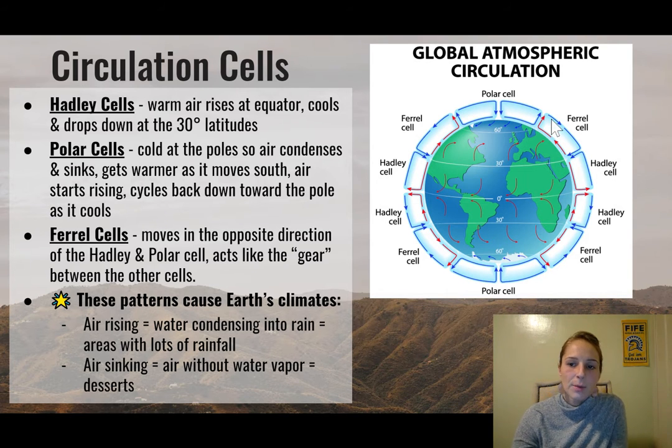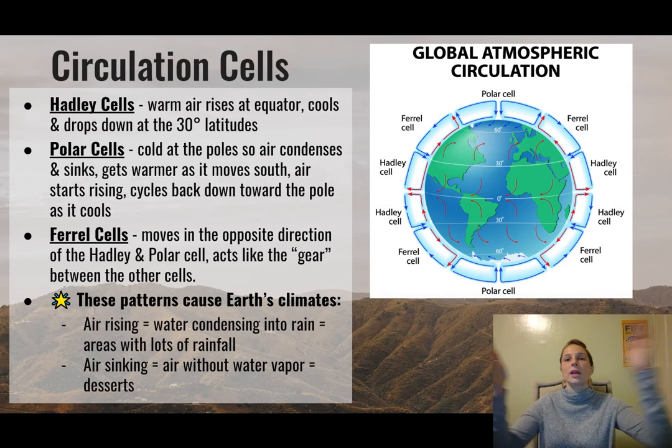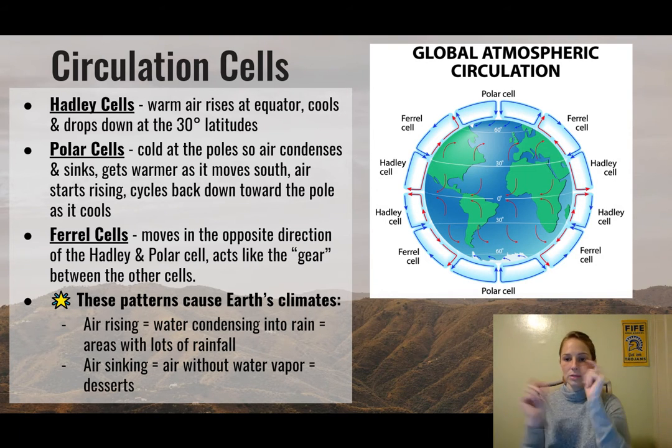Now, the third type that we have is this Ferrel cell. And the Ferrel cell is basically just this middle cell. It is going to move in the opposite direction of the Hadley and the polar cells. And it sort of acts like a gear. If you think of how gears turn and push each other, that's what this Ferrel cell is going to do for the other 2 types of cell. It's going to act like this gear in between. And so all 3 of these are going to keep cycling in the same way with those same pressures at the latitudes.